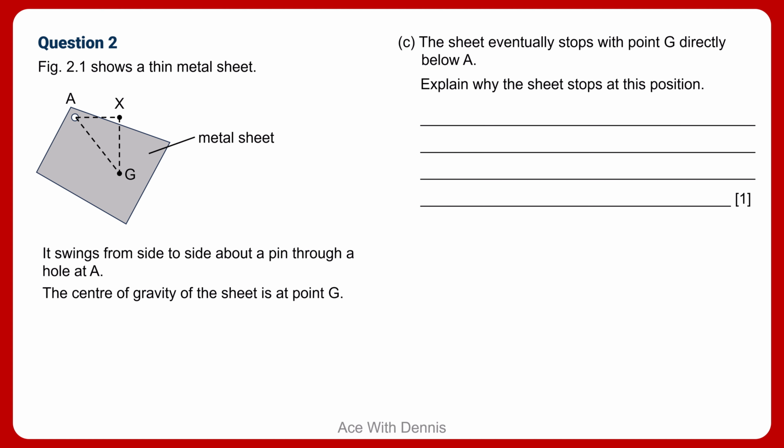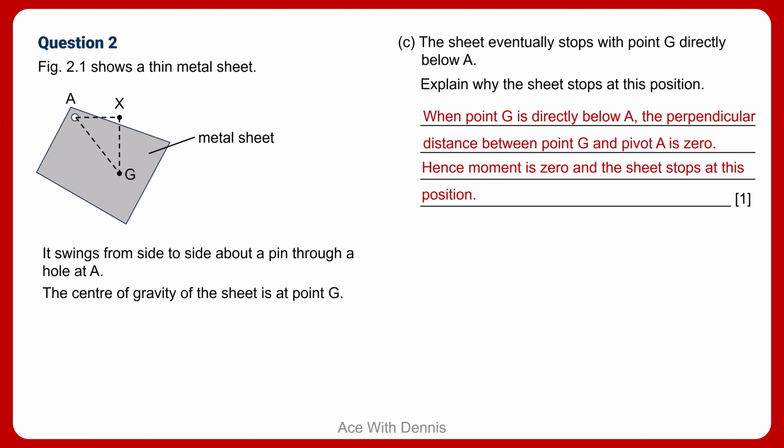So for this case, if the perpendicular distance between the pivot to the point G equals 0, then the moment will be 0. So to answer this question, here is what you can write. When point G is directly below A, the perpendicular distance between point G and pivot A is 0. Hence, moment is 0 and the sheet stops at this position.